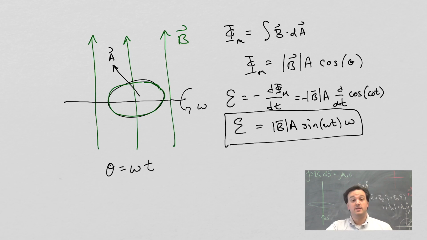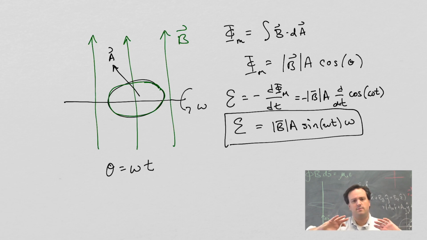And so I get something really interesting. As my loop is rotating through my magnetic field, the induced EMF is actually going to not only change in magnitude, and that magnitude is going to depend on both BA and the rate at which you're spinning it, but it's also going to have this transcendental property where it's going to be changing sign as it's rotating.